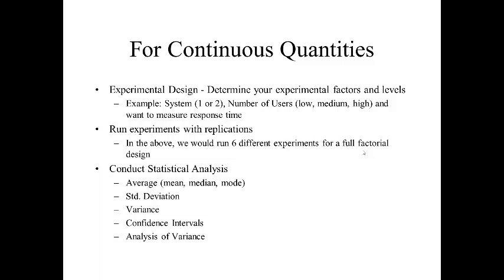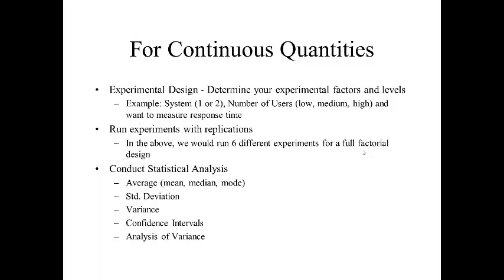Basically, you determine your experimental factors and levels. So here's an example. We'd have one of two systems and 3 levels of users, low, medium, and high. And we want to measure response time. In that case, we'd have to run 6 different experiments for a full factorial design, and we could run as many replications as we saw fit in order to get a good bound on the statistics we were getting. And we would conduct a statistical analysis.